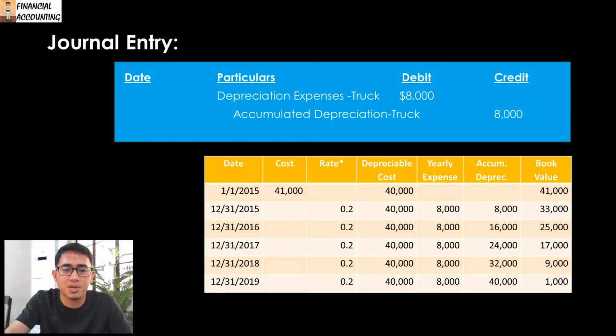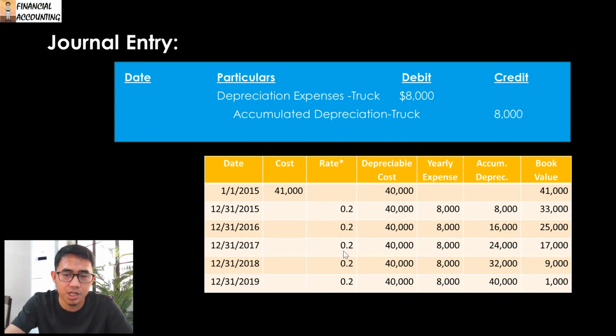So this is the depreciation table for this particular example. For the truck, its cost is 41,000. That is the book value at the beginning of its life. So we have here the depreciable cost of 40,000 after deducting the estimated residual value.